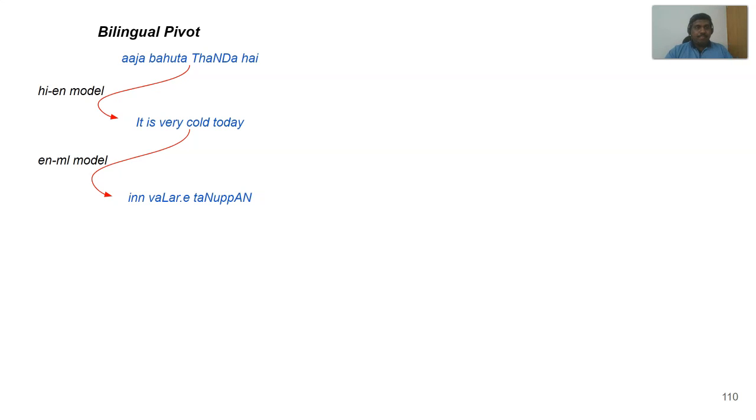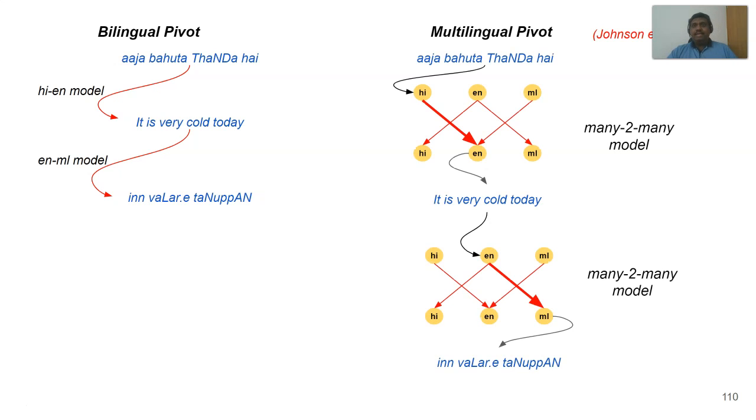Pivot translation can be done using a bilingual pivot, where each leg of the translation system uses a bilingual translation model. So there is a Hindi to English model and an English to Malayalam model in the example we just discussed. We could also have a multilingual pivot model. What this means is that our many-to-many model itself can serve as a leg of the pivot, instead of doing a zero-shot translation. We use the many-to-many model to first translate from the source language Hindi to the pivot language English, and the English output is then again fed to the many-to-many model to generate the Malayalam output.